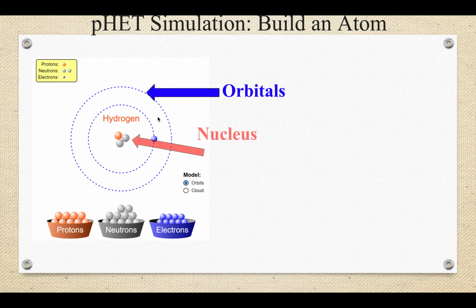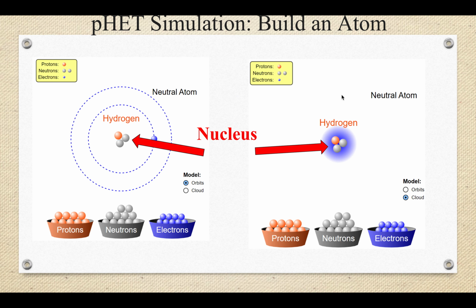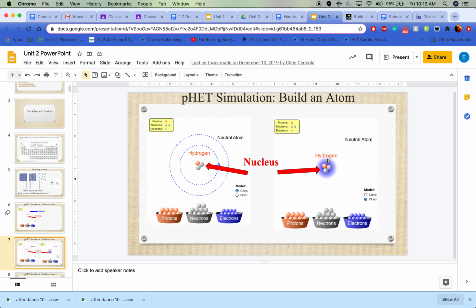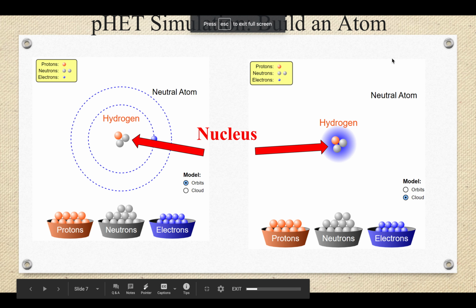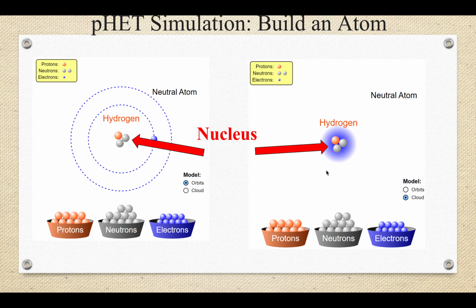Contrast that now with the electron cloud model of the atom. All right, so I'll show you guys in your handout where you should be taking notes. All right, Bohr model orbit, electron cloud model, cloud. All right, and I want you guys to draw. So you can pause this video and you can draw what you guys see over here. So they're both representing this atom, which is an isotope of hydrogen, all right, one proton, one electron.